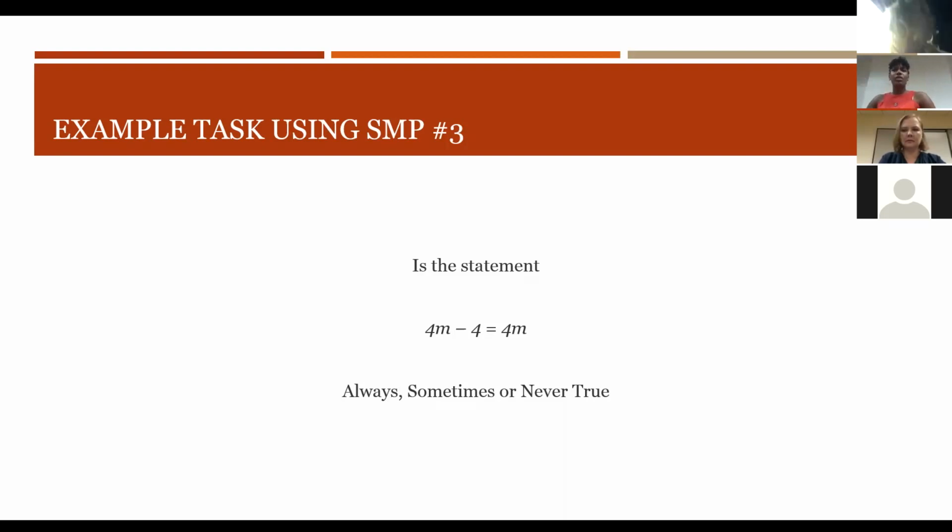Or I would give them other statements like 3 divided by 5 is the same as 5 divided by 3. Is that sometimes true? Is it always true? Is it never true? Prove it. Either way, I wanted them to engage in the standard practice of constructing viable arguments and critiquing the reasoning of others. The experience I wanted them to gain was explaining and reasoning. If your reason makes sense, mathematically speaking, you're going to present it to the class. So that's how we would finish this activity.